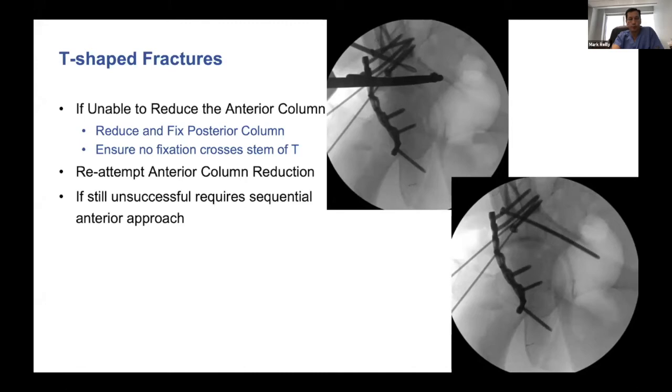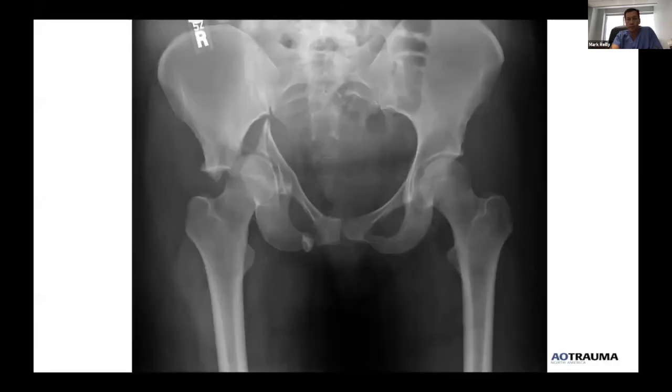Finally, though, if we're unable to reduce the anterior column of the T-shaped fracture, we're going to have to bail out. We're going to have to leave our posterior column fixation intact, make sure that none of our fixation is crossing the stem of the T, and then we would perform a sequential anterior approach to reduce the anterior column component.